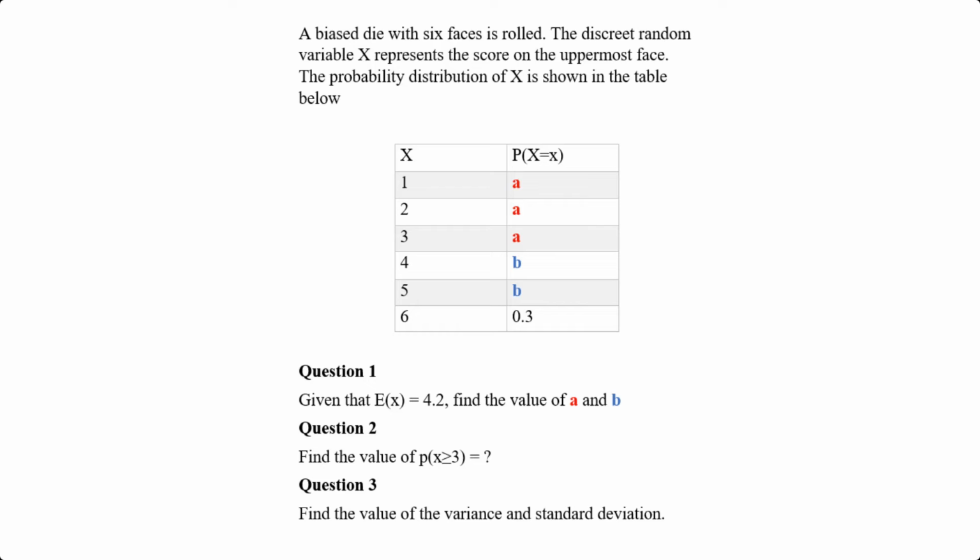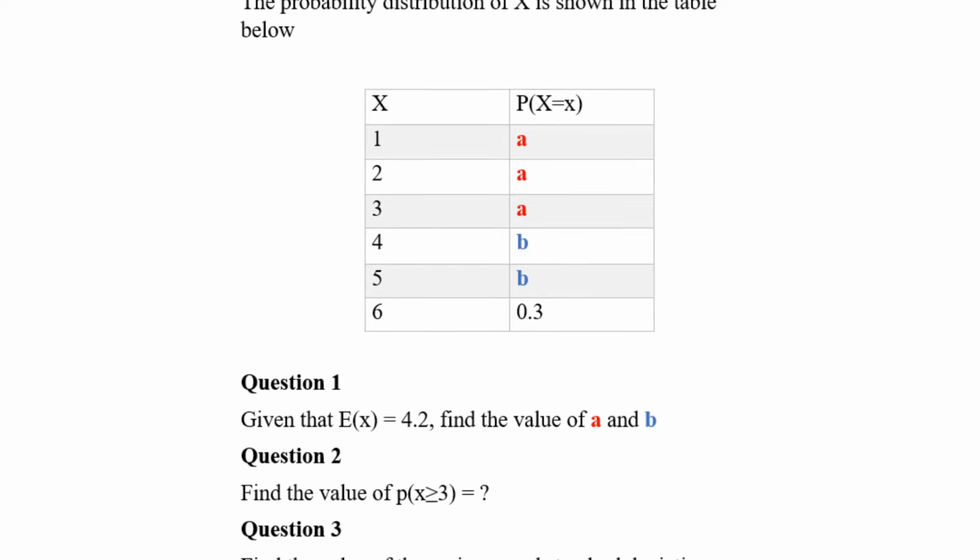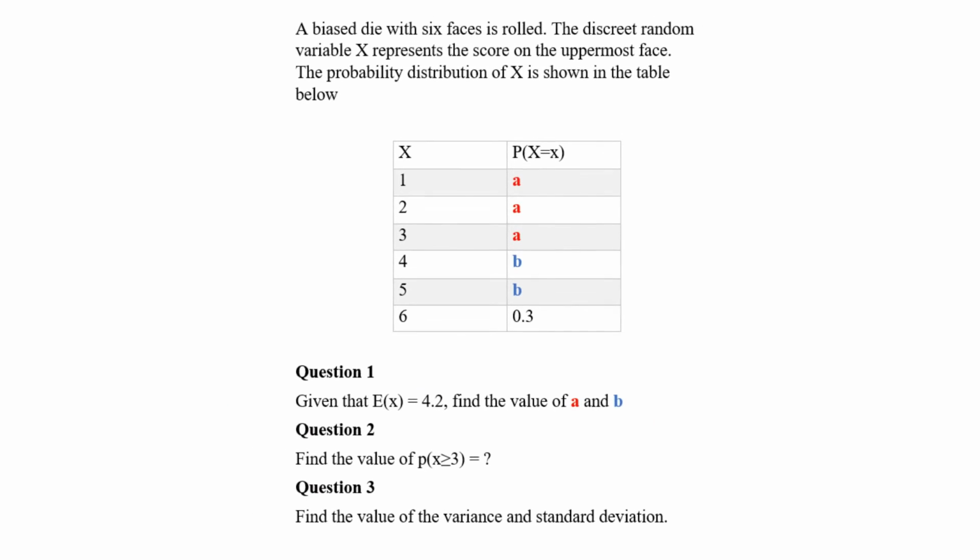For us to solve this question in the right manner, we need to get the values of a and b. We also need to recall that in the past videos, we talked about the fact that for a discrete probability distribution, the sum of all the probability values must be equal to 1. So a plus a plus a plus b plus b plus 0.3 must sum up to 1. It was also stated in this question that the expected value is equal to 4.2.